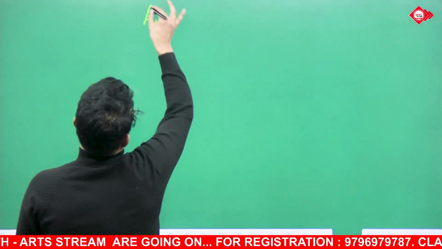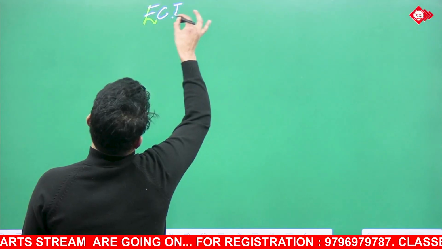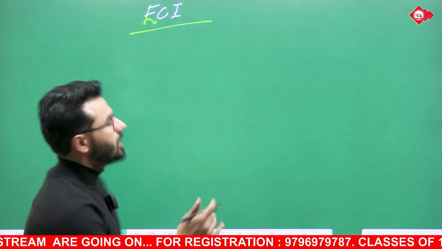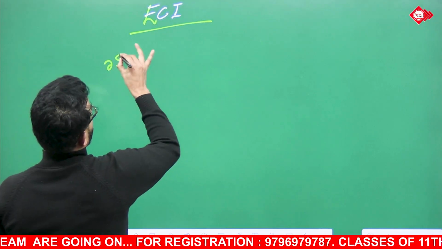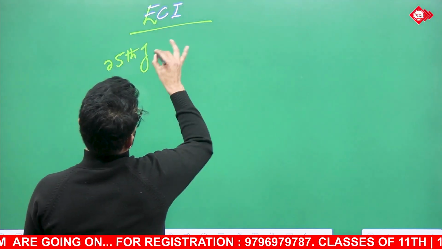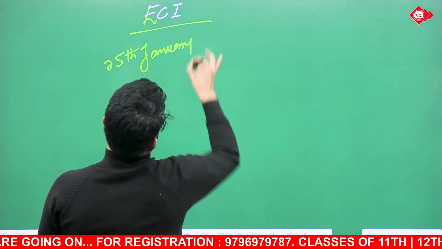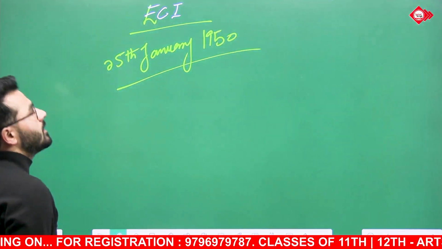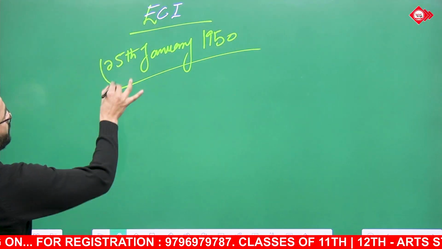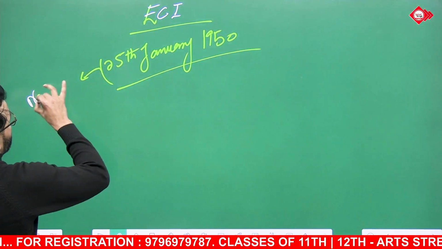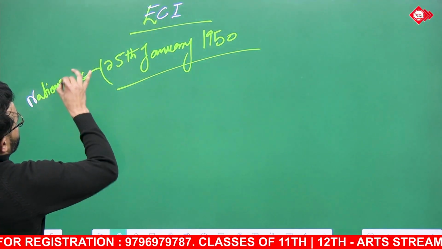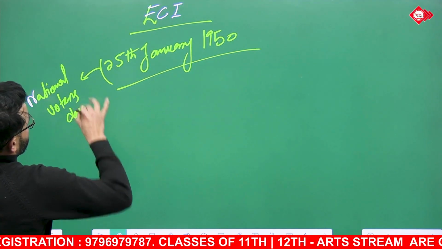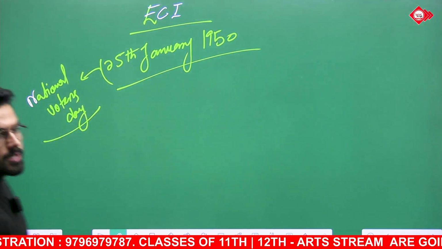So first we have the Election Commission of India, ECI. Firstly, the body was formed on 25th January 1950. You will see that this 25th of January is celebrated as National Voters Day.